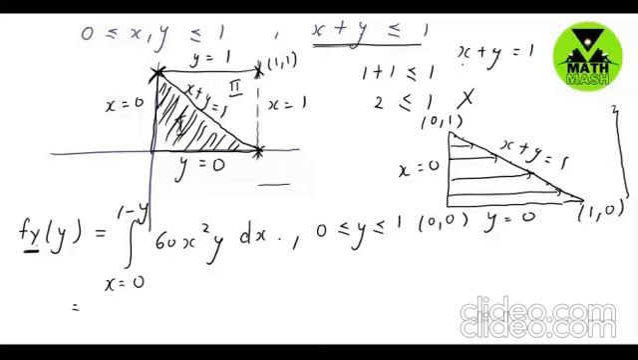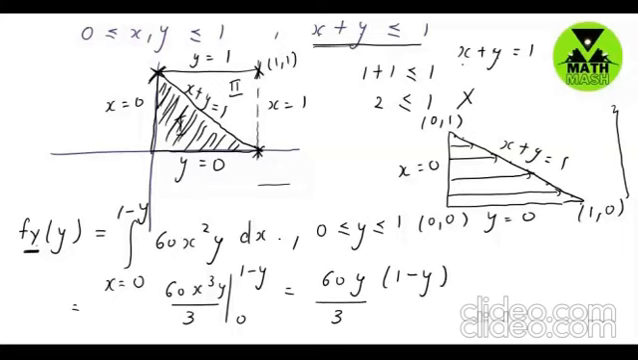When we integrate with respect to x, this becomes 60x³y/3 with limits from 0 to 1 − y. Substituting x = 1 − y, we get 60y/3 times (1 − y)³, and when we substitute x = 0 this is 0. So this comes out to be 20y(1 − y)³, for y between 0 and 1. This is the marginal density of y.